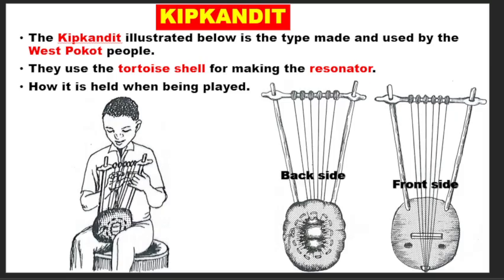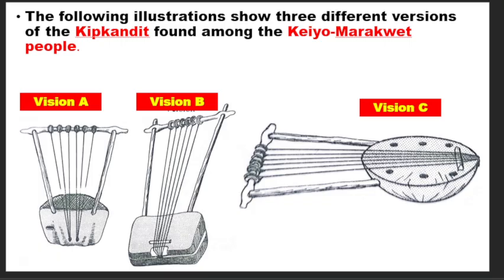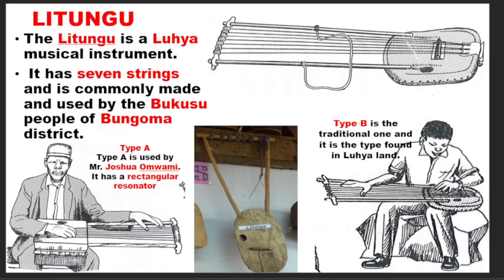The Kipkandit, illustrated below, is the type made and used by the West Pokot people, where they use a tortoise shell for making the resonator. Let's look now at another version. That's the Kemarakwet Kipkandit. I shall not talk more about it.